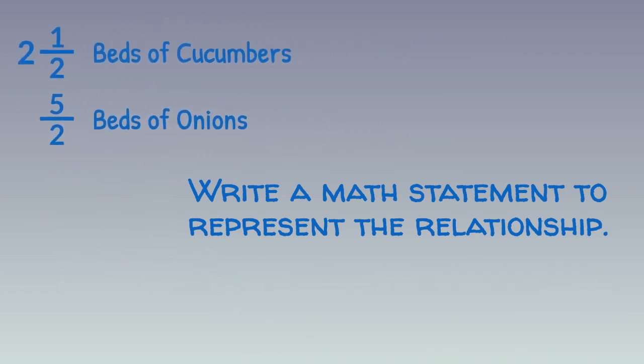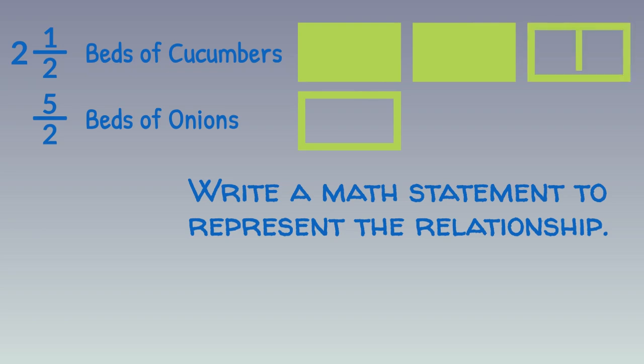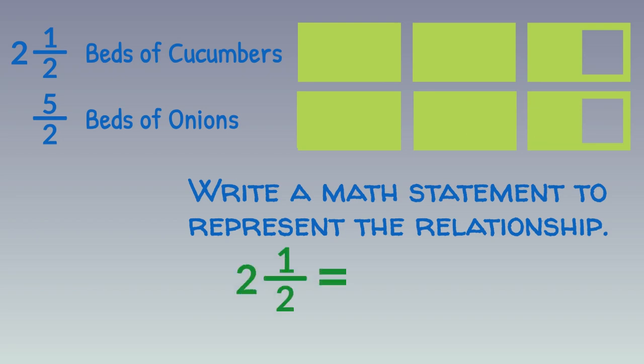I will use a bar model to represent each veggie. For cucumbers, we draw 2 rectangles fully shaded. We also draw one that is divided into 2 equal parts with 1 part shaded to represent the fraction. For onions, we need enough rectangles to give us 5 portions, each of size 1/2. I draw 1 rectangle with 2 parts, then another rectangle with 2 parts. That is only 4 parts, so I need another rectangle with 2 parts. I shade in 5 of the parts. We can write this math statement, which means Moran planted the same amount of cucumbers as onions.